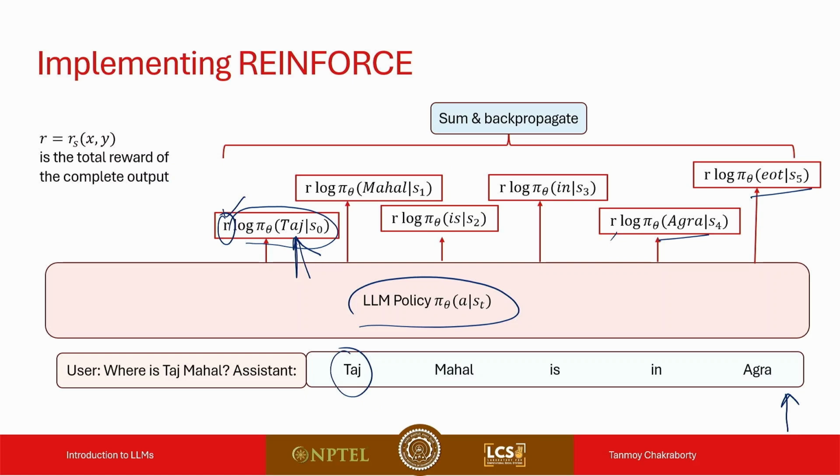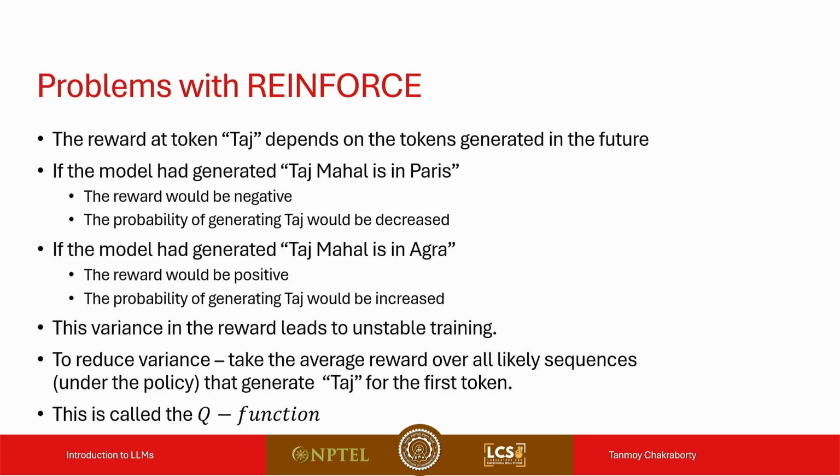So how to address this? Now what I mentioned is basically written here. The reward at token Taj depends on the tokens generated in the future. If the model had generated Taj Mahal is in Paris, the reward would be negative. The probability of generating Taj would be decreased. If the model had generated Taj Mahal is in Agra, the reward would be positive and the probability of generating Taj would be increased. This variance in the reward leads to unstable training, obviously.